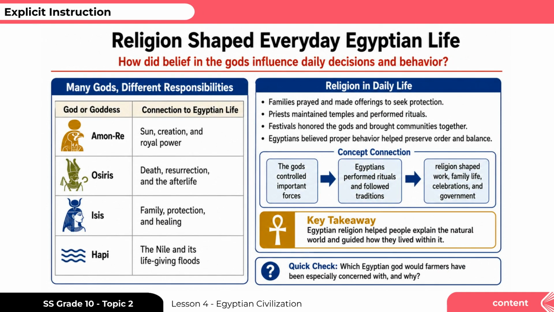Religion also shaped ordinary Egyptian life. Amun-Re was connected to the sun, creation, and royal power. Osiris was associated with death, resurrection, and the afterlife. Isis was linked to family, protection, and healing. Hapi was connected to the Nile and its life-giving floods. Egyptians believed the gods controlled forces that affected survival, so families prayed, made offerings, followed traditions, and joined festivals. Quick check. Which god would farmers care about most, and why?